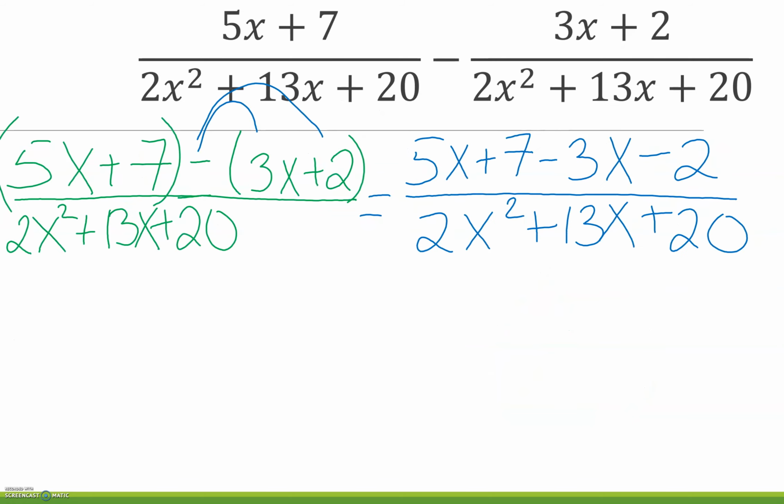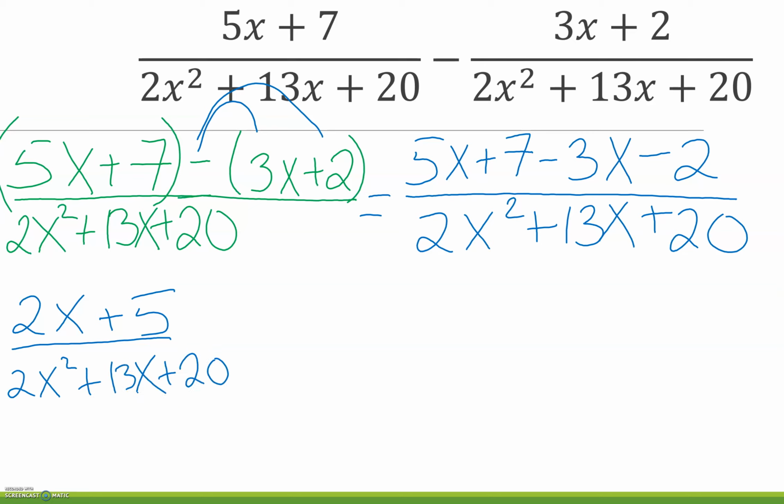Okay, so 5x minus 3x is 2x. 7 minus 2 is 5. And we still have our 2x squared plus 13x plus 20 in the denominator. Now at this point it doesn't look like anything can be simplified, but we want to take a moment to go ahead and factor that denominator. So if you want to pause the video and try to factor it, you can. I'm going to give you a moment.